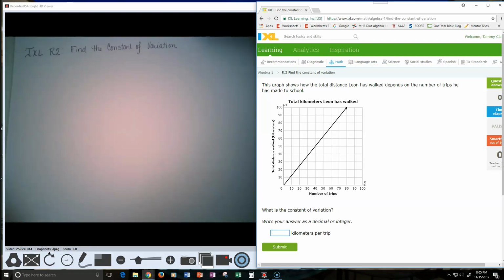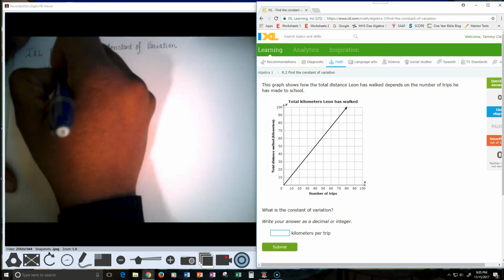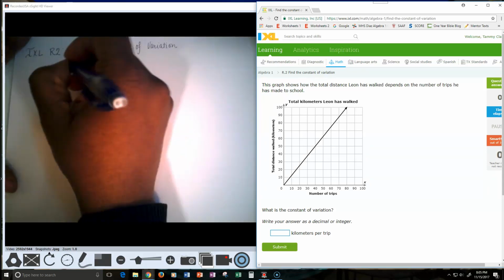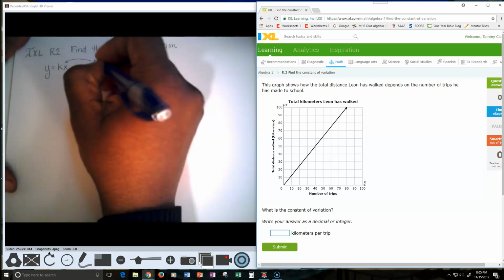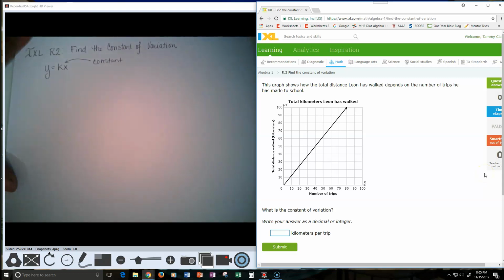So I'm going to start off with R2, which is find the constant of variation. If you remember, we talked about the constant of variation being y is equal to k multiplied by x, where k is the constant, kind of like the slope. So this is what we're going to do. We're going to go through maybe about 4 or 5 of these, and then we'll move on to the next topic.